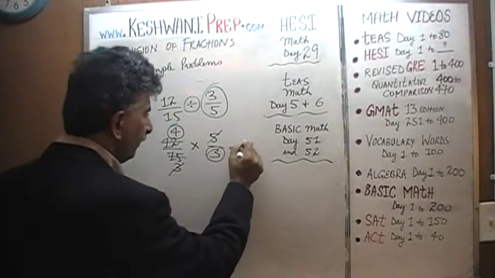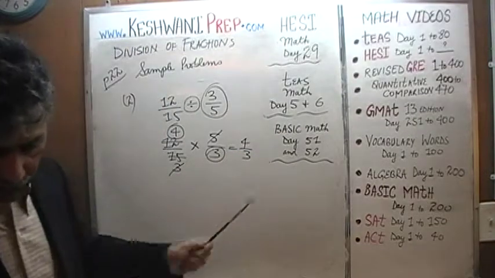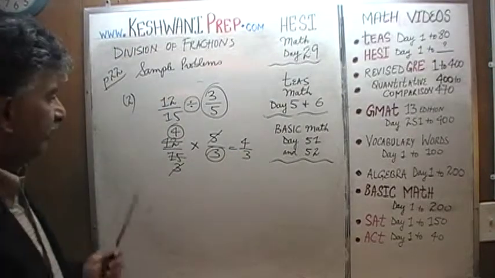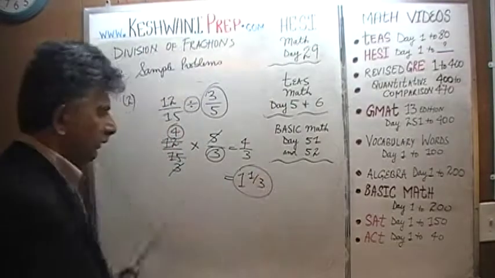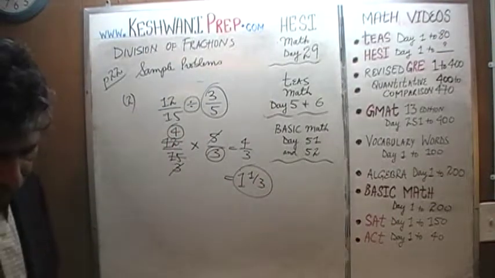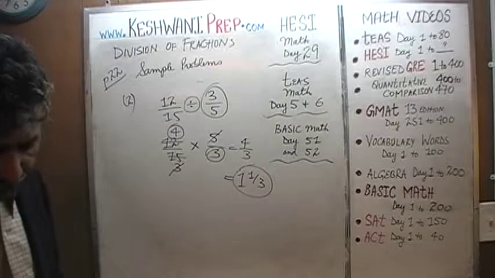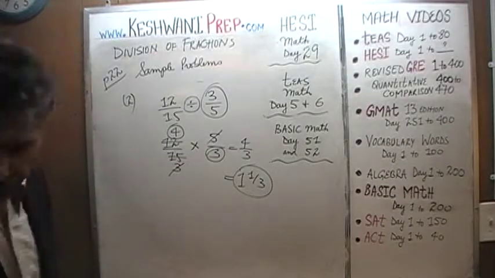The answer is 4/3. You can leave it like this if you want, or you can make it a mixed fraction, which is simply going to be 1 and 1/3. Let's go to the next one, shall we? Problem number 3.